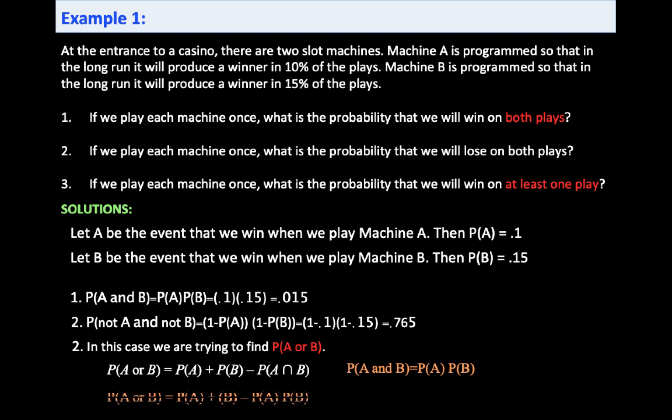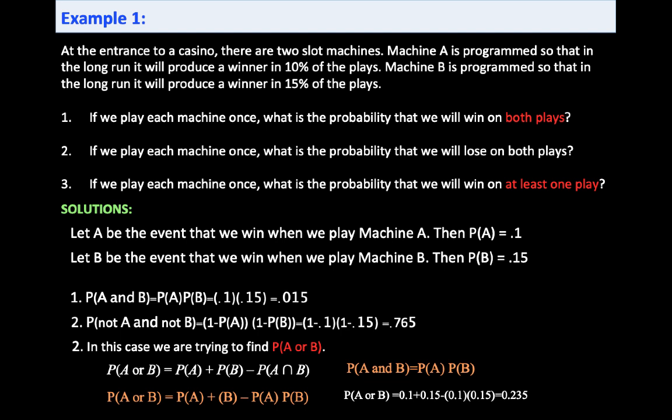Now we can modify this equation according to these conditions. Probability of A or B equals probability of A plus probability of B minus probability of A times probability of B. Now we know these probabilities, just plug in the numbers, then you can get the answer 0.235. Here we assume, or we know, the machines are independent. That's why we use probability of A and B equals probability of A times probability of B.